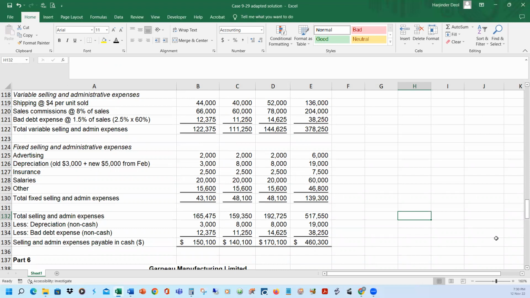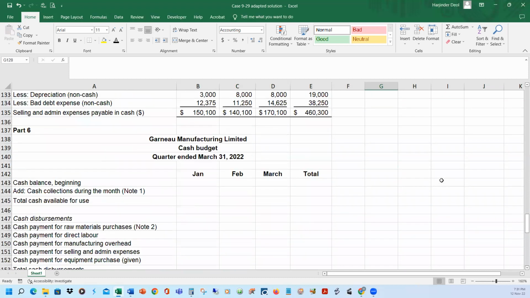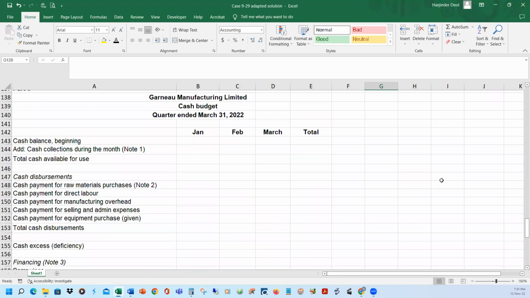So thus far, we have done a lot of work, but we still need to perform a lot of work yet, and that is for the preparation of the cash budget. The cash budget tends to be one of the more challenging aspects of a master budgeting exercise, and it is important that we do this on an iterative basis. So what does the cash budget look like?